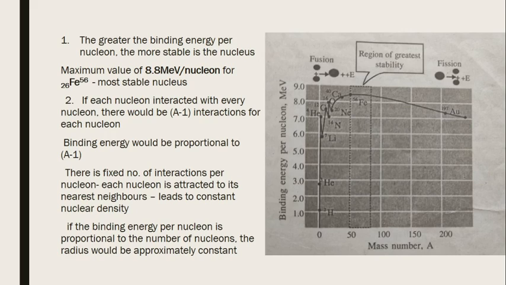Or in another way, we can say that there is only a fixed number of interactions per nucleon. That is, the first one, what I had said, is a picture in which the nucleons will interact with each other, so that the number of interactions will be A-1 and the binding energy will be proportional to A-1. In another picture, we can consider each nucleon is attracted to its nearest neighbors, so that there is only a fixed number of interactions per nucleon. And this concept leads to the concept of constant nuclear density. How can we calculate nuclear density? Nuclear density is equal to, how will we calculate density? Mass by volume, isn't it? So we can calculate the nuclear density of any nucleus and it can be found out that it is a constant.